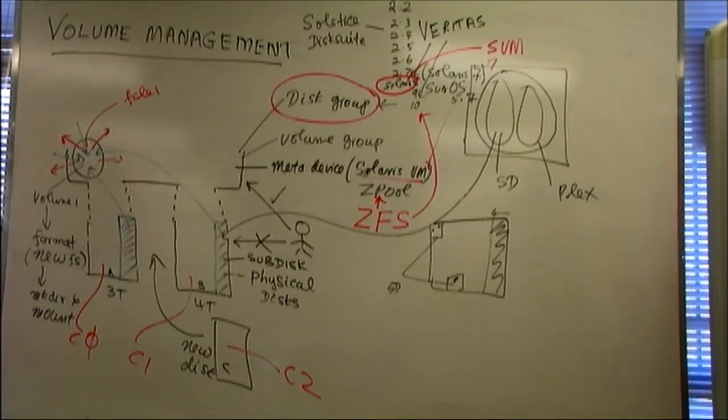There's a file called vfstab. Don't worry about that now. In that file, I have to put this information: mount this on this, mount this on this. So every time I create a new file system, I have to modify that file. It takes a lot of time for me.